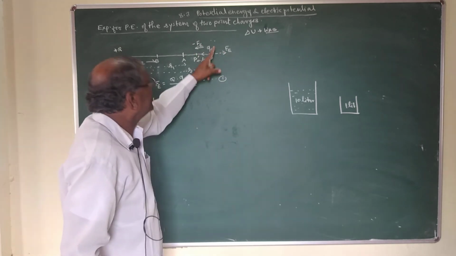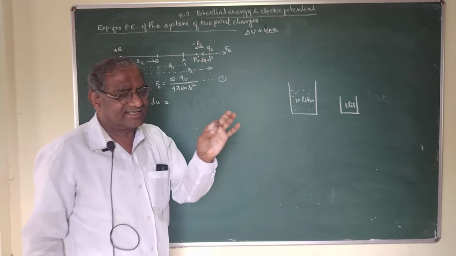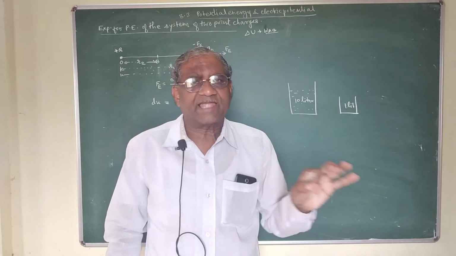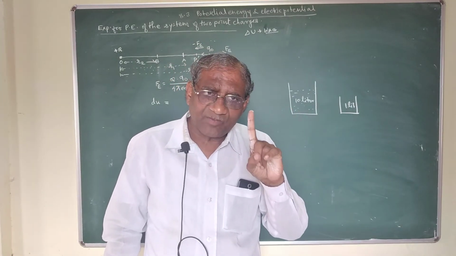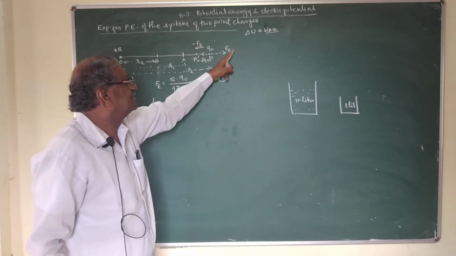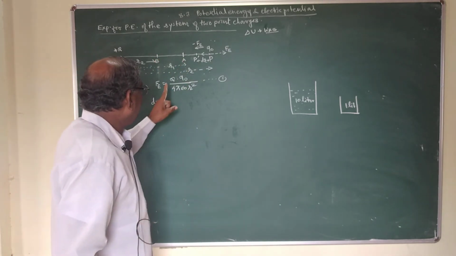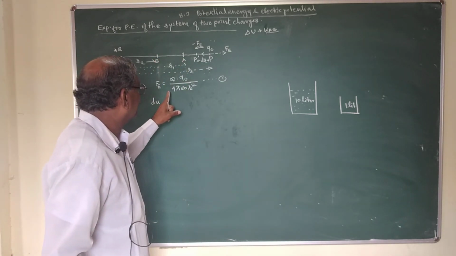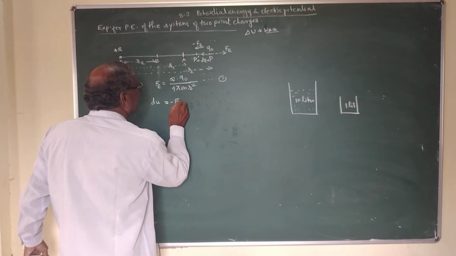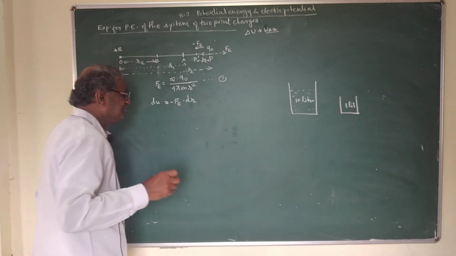But we have to move this Q0 charge from P to P dash through a very small distance dr. So that we have to apply external force of same magnitude to that of this force but opposite direction. This applied external force is given by minus Fe into dr.